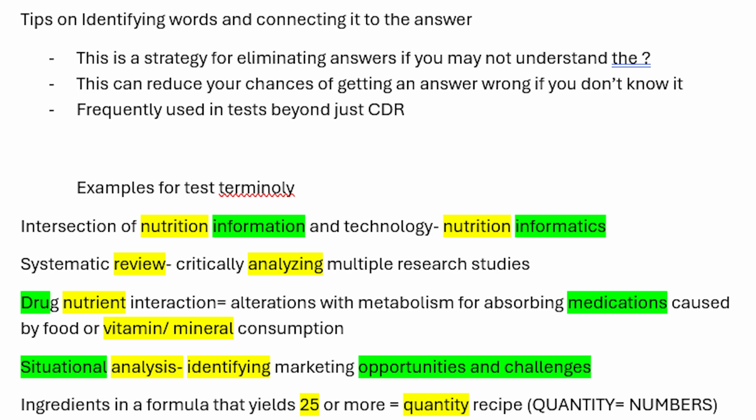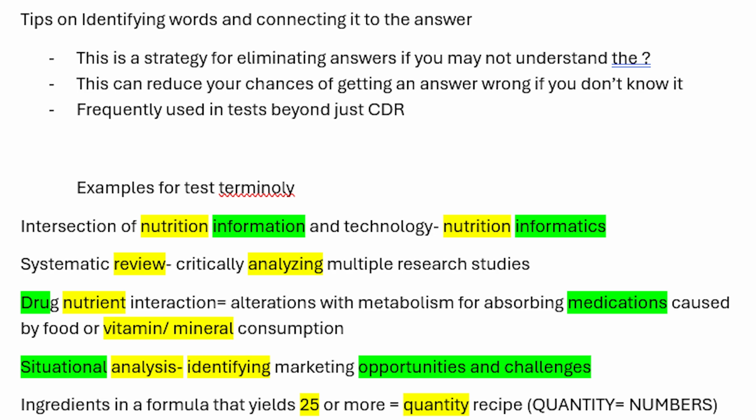Simple, very, very simple. Now, systematic review, critically analyzing multiple research studies. So this one's a little bit trickier because you really have to think, well, the words aren't physically in the definition, but what are some synonyms to review? Well, we know when you're reviewing something, you're analyzing something, or you're trying to identify whatever the topic is that you're reviewing. So, systematic review, critically analyzing, because when you're reviewing something, you're analyzing. So, systematic review, critically analyzing multiple research studies.